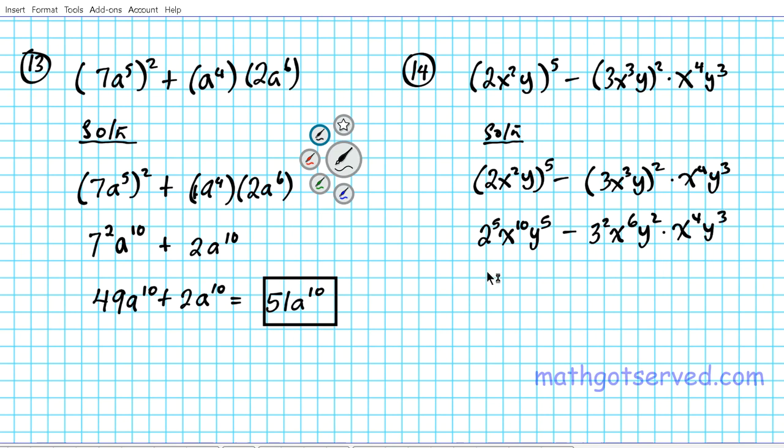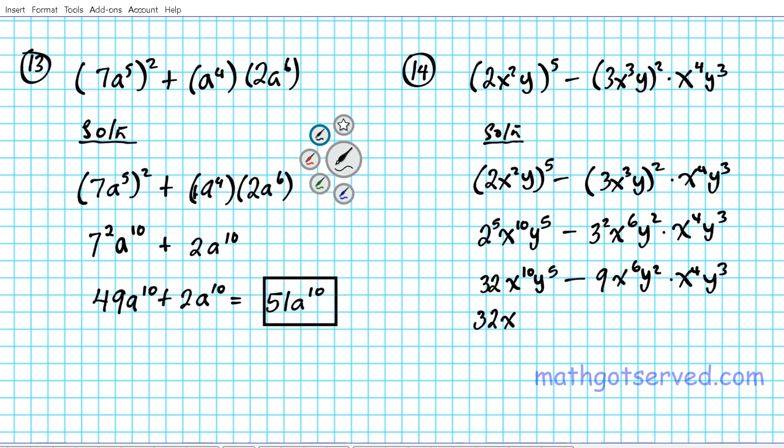Okay, let's simplify. We have 2 to the 5th, which is 32. Multiply 2 by itself 5 times, x to the 10th, y to the 5th, minus 3 squared is 9, x squared, y squared, times x to the 4th, y to the 3rd. Okay, so we're going to multiply these two monomials on the right before we subtract, following the order of operations.